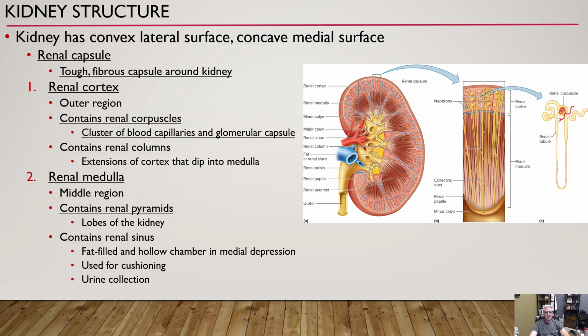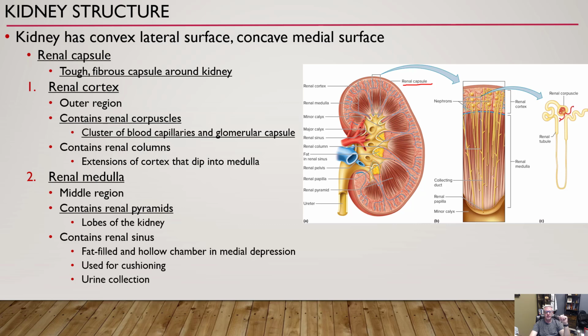Surrounding the kidney, it has this tough fibrous capsule called the renal capsule. And you can see this renal capsule here. There's some additional layers. We have this outermost layer called the renal fascia, a tough connective tissue. And then there's a second layer called the perirenal fat capsule, which is going to help anchor that kidney in place. And then there's this third innermost layer called the renal capsule.